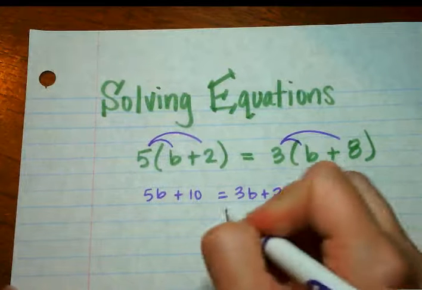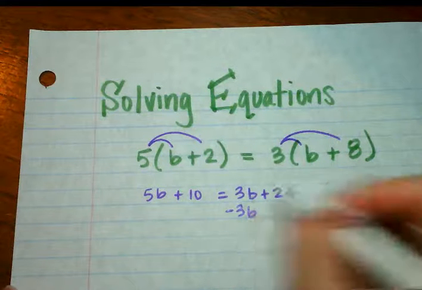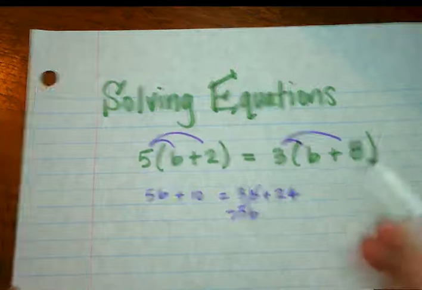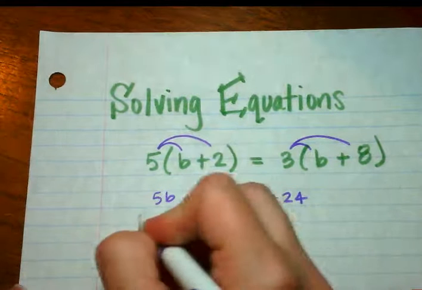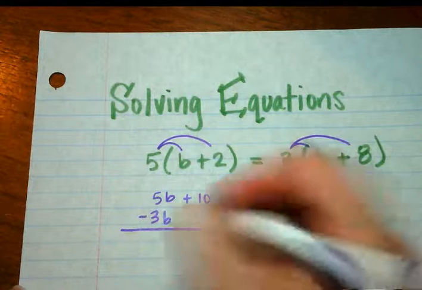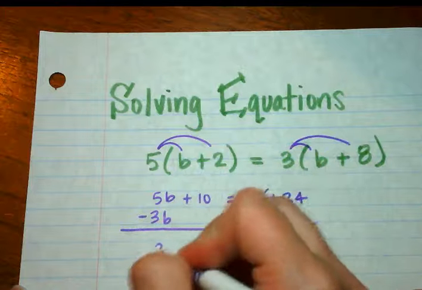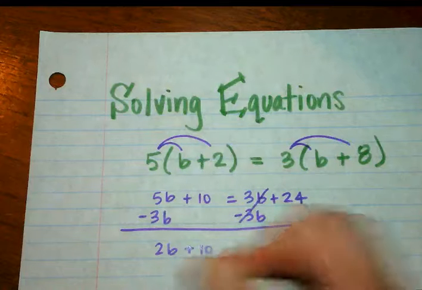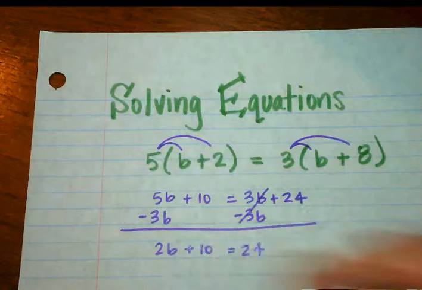So I'm going to subtract 3b, because 3b minus 3b will cancel. But you know the rule that whatever you do to one side, you have to do the other. So I need to subtract 3b over here. And since these are like terms, I can subtract and get 2b. And I still have plus 10 equals 24.